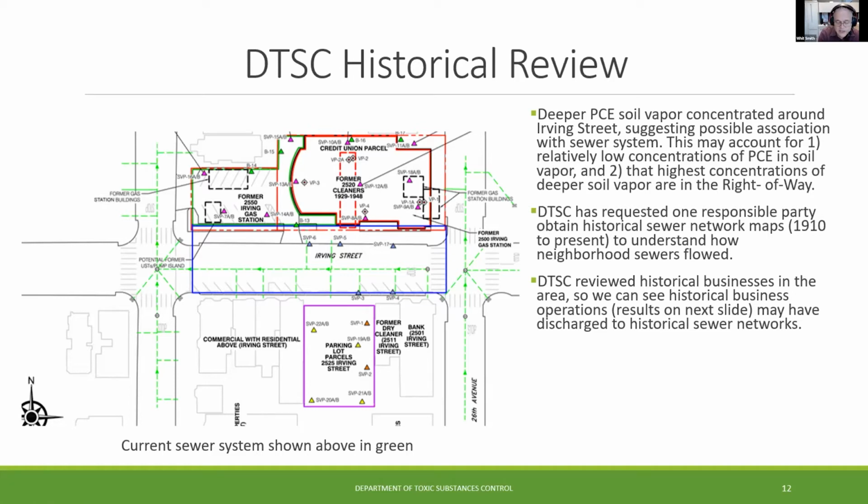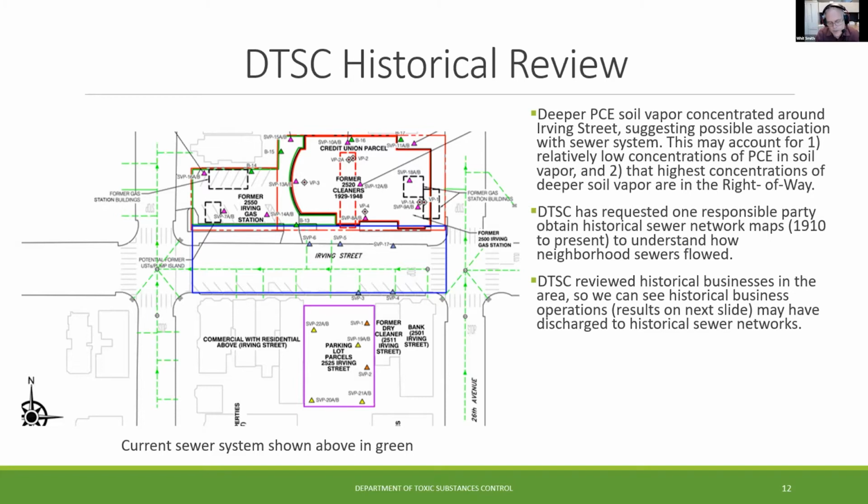In decades past, however, these sewer networks might have had different configurations and different flow directions. So in order to connect historical business operations that may have used PCE in a wider radius around the neighborhood, we also need to be able to connect them hydraulically by understanding how the historical networks were laid out and flowed for the neighborhood sewers.